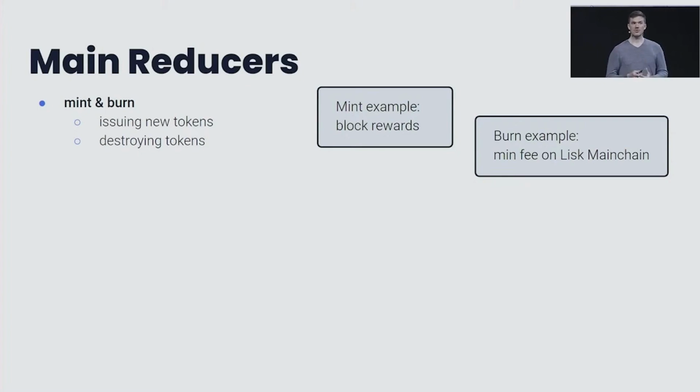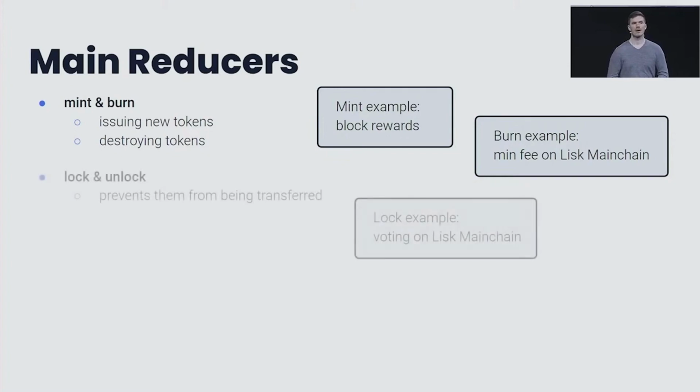So what interfaces do you have to interact with the token module? Well, the first 2 are the mint and the burn reducers, which are used to create and destroy tokens. Good example of this is the block reward. So the mint reducer will be used on the Lisk main chain every time we create a new block. And an example for the burn reducer is, for example, the min fee in the main chain. So on the main chain, we will burn the minimum part of the fee for each transaction.